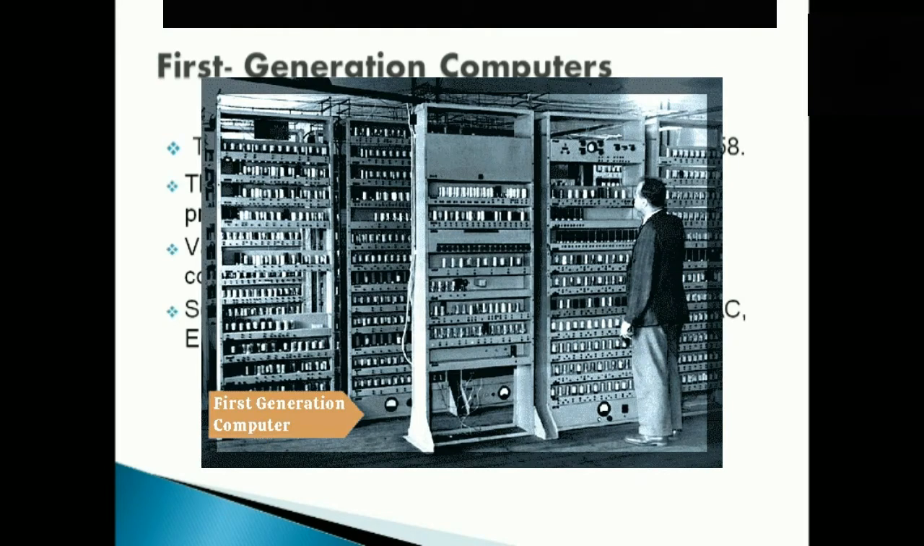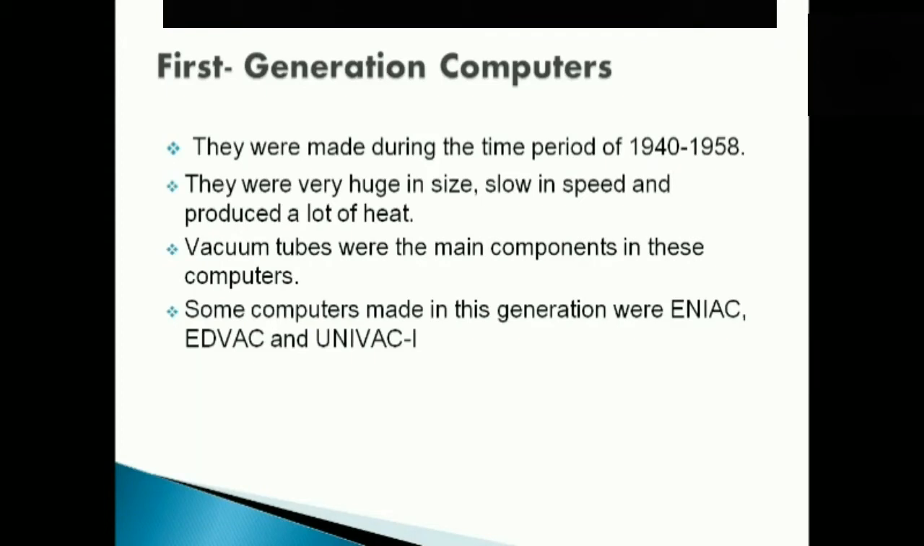They were very huge in size, slow in speed, and produced a lot of heat. Vacuum tubes were the main components in these computers. Some computers made in this generation were ENIAC, EDVAC, and UNIVAC I.